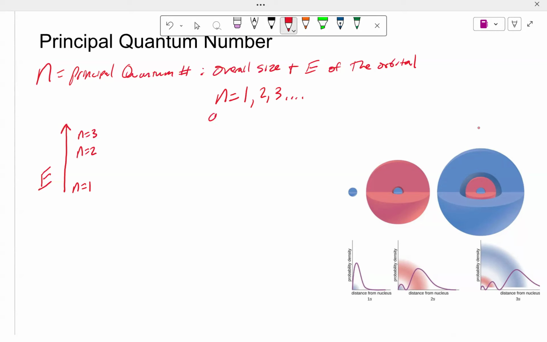One thing to note is that as n increases, the gap between n levels, so like between 1 and 2 or 2 and 3, decreases. And something else important is that the distance from the nucleus increases as n increases.